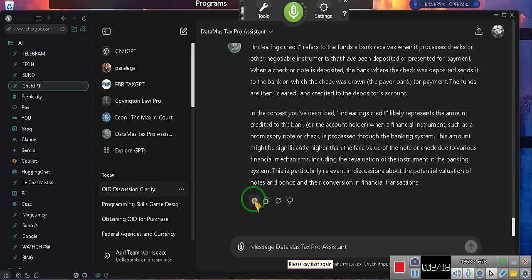In clearings credit refers to the funds a bank receives when it processes checks or other negotiable instruments that have been deposited or presented for payment. When a check or note is deposited, the bank where the check was deposited sends it to the bank on which the check was drawn, the payer bank, for payment. The funds are then cleared and credited to the depositor's account. In the context you've described, in clearings credit likely represents the amount credited to the bank or the account holder when a financial instrument, such as a promissory note or check, is processed through the banking system. This amount might be significantly higher than the face value of the note or check due to various financial mechanisms, including the revaluation of the instrument in the banking system. This is particularly relevant in discussions about the potential valuation of notes and bonds and their conversion in financial transactions.